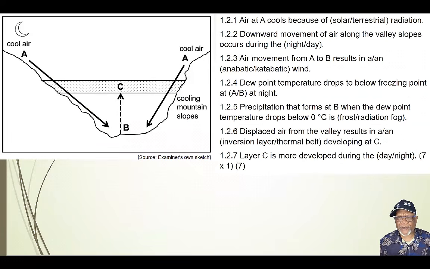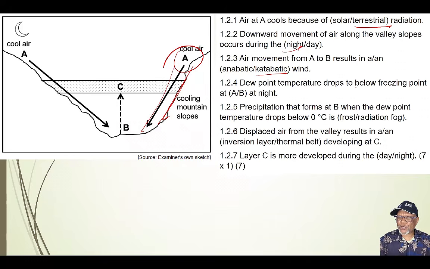Okay, now we have a few activities here. Let's look at activity one. It says air at A. Here is A. Air at A cools because of terrestrial radiation. It says downward movement of air along the valley slopes occurs during the night, and then the air movement from A to B results in anabatic or katabatic. A to B is going to be katabatic. Anabatic will be the upslope movement during the day.